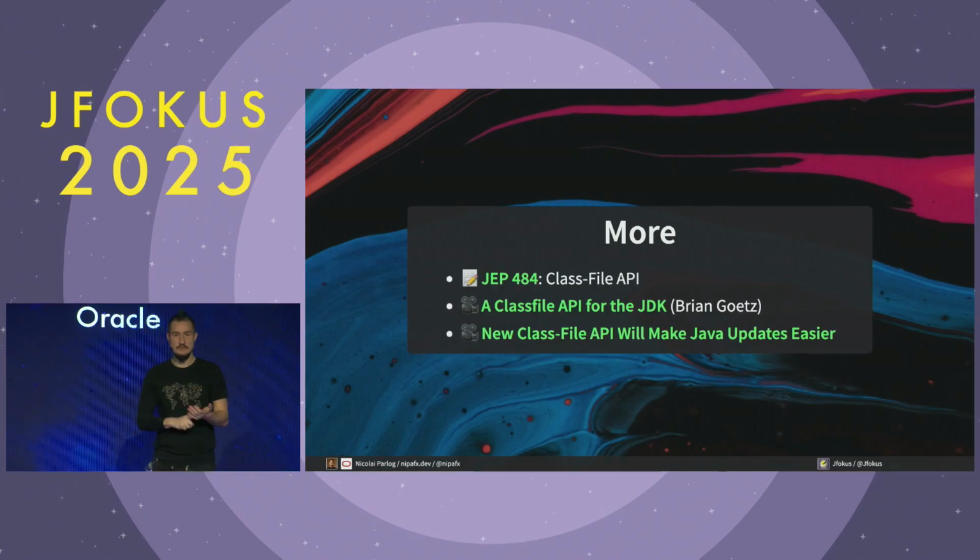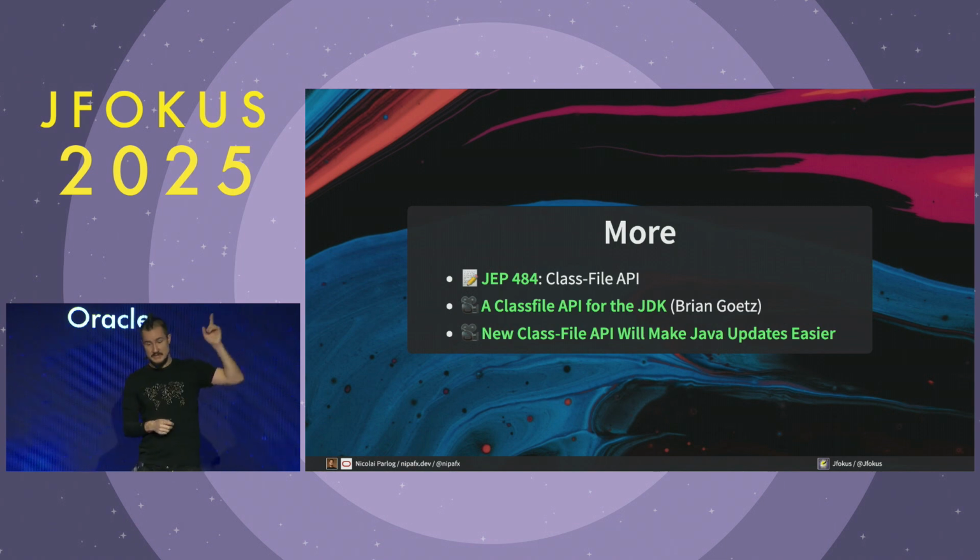Java 24 introduced and finalized this feature. It's now up to all the projects that do bytecode manipulation to look at that and hopefully find out that the API does what they need, and then slowly move over to that. I have a talk linked here from Brian Goetz about the Classfile API for the JDK, and then I made a video, but that pretty much just says what I just said, so no need to watch it unless you forgot something.